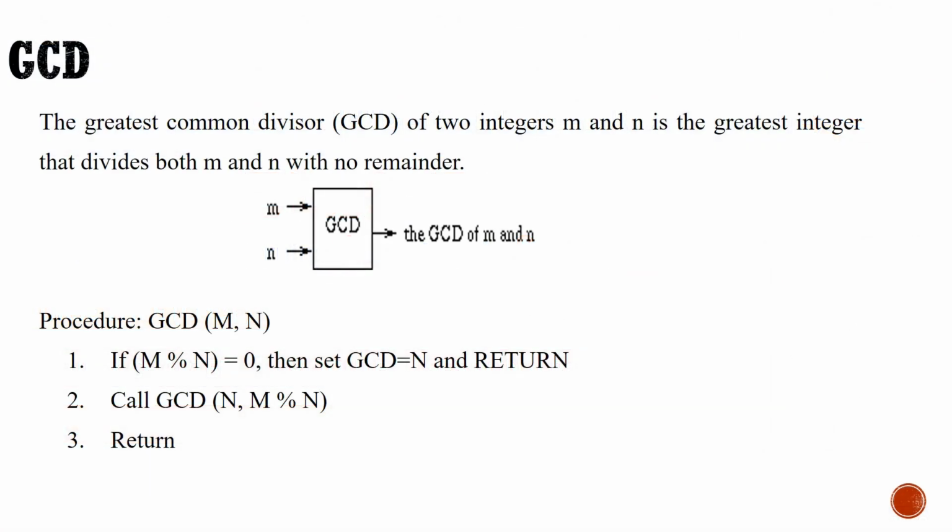In the last session, we learned what is recursion, direct recursion and indirect recursion, what are the basic criteria to be satisfied by a recursive function, and we took the example of computing the factorial of a number.